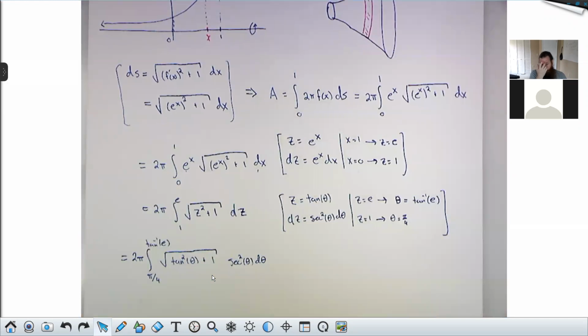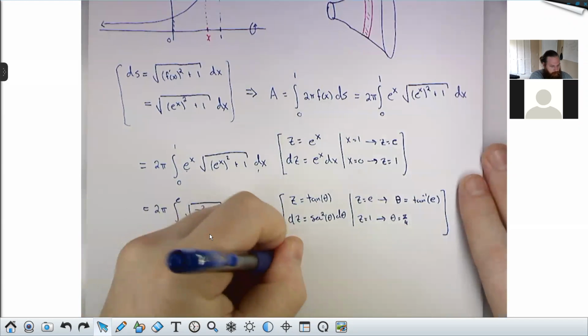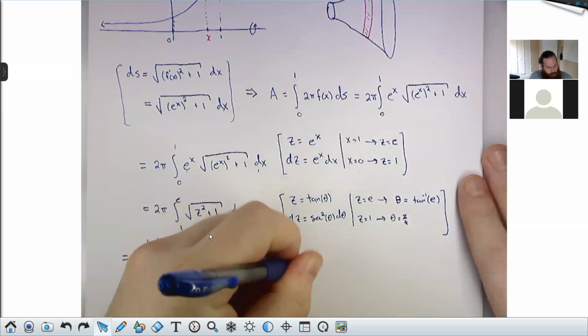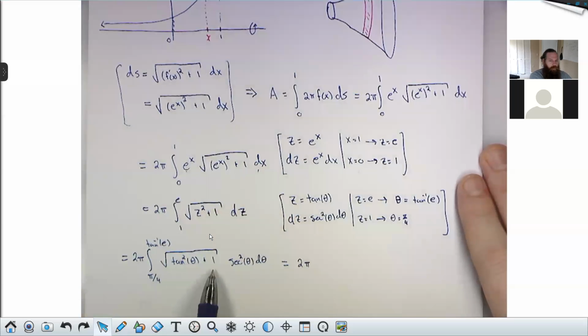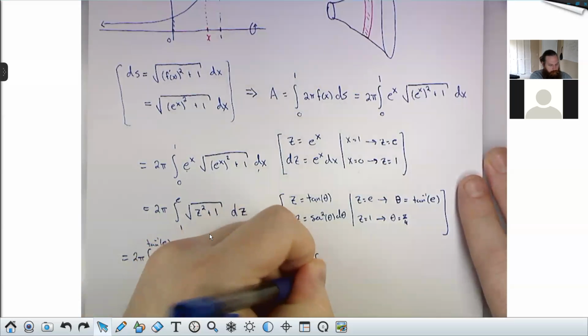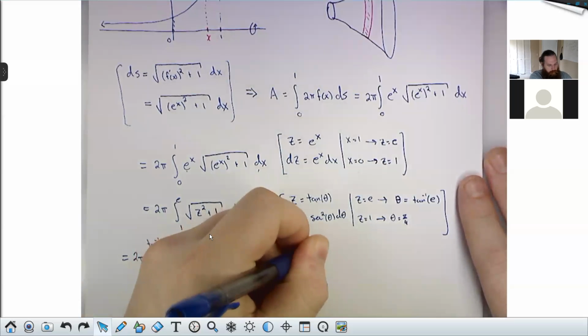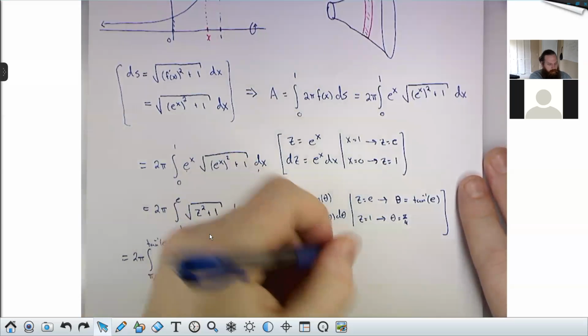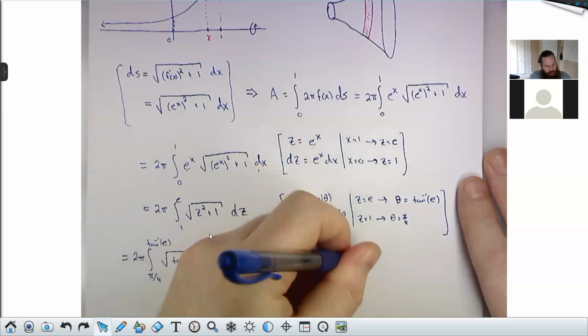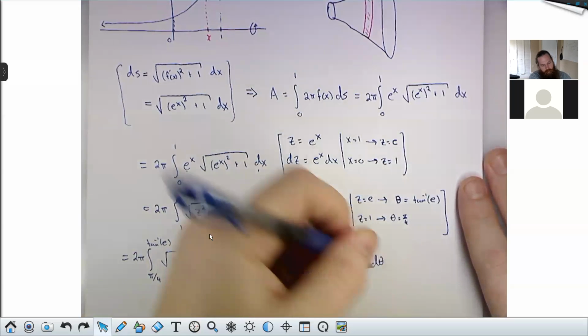I don't know if you guys remember what these look like, but if you start off with a square root like this, square root of x squared plus 1 or square root of z squared plus 1, that always becomes the ever favorite, always intimidating secant cubed integral. Tan squared plus 1 here is secant squared. The square root of secant squared is secant. So this is secant times secant squared. So that's the integral from pi over 4 to the inverse tangent of e of secant cubed theta d theta.